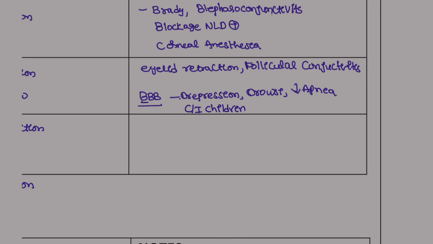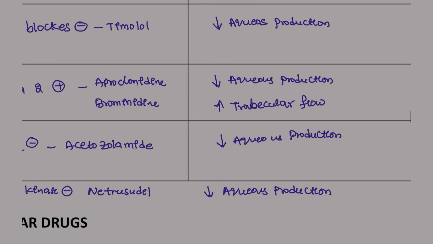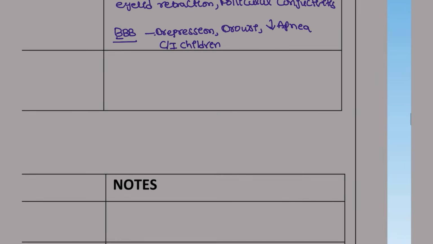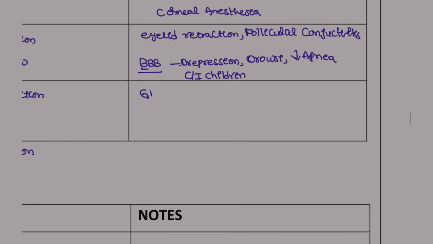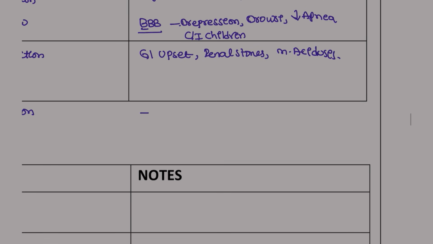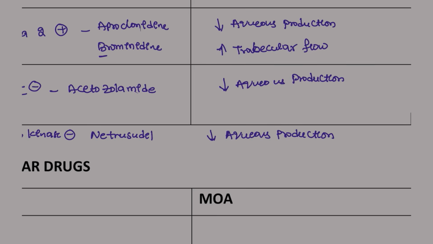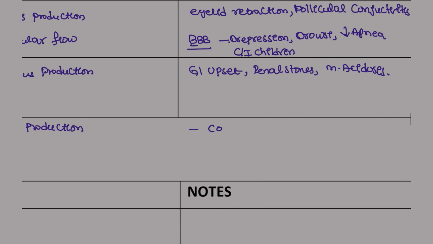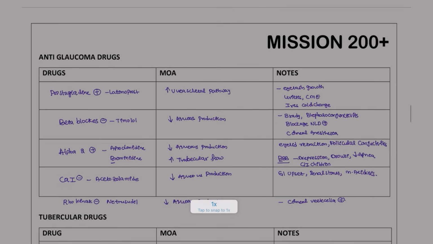And this B drug, associated with blood-brain barrier crossing, is brimonidine. Right? Next, acetazolamide can cause GI upset, and also it can cause renal stones, and in high doses it can cause metabolic acidosis. Right? Next, the netarsudil can be associated with the corneal verticillata side effect. That's it. These are the important anti-glaucoma drugs that you have to remember.